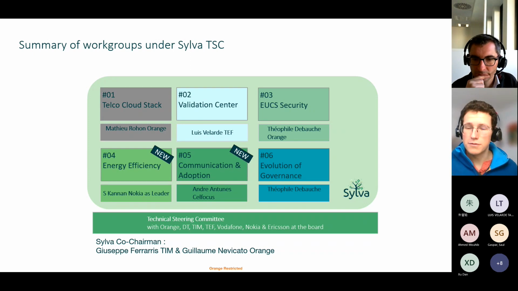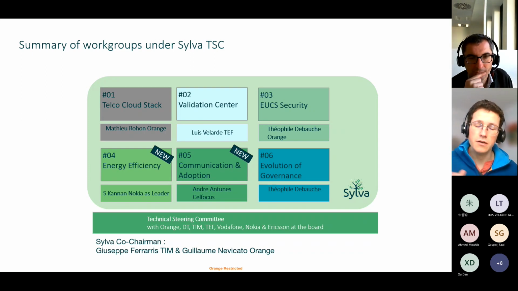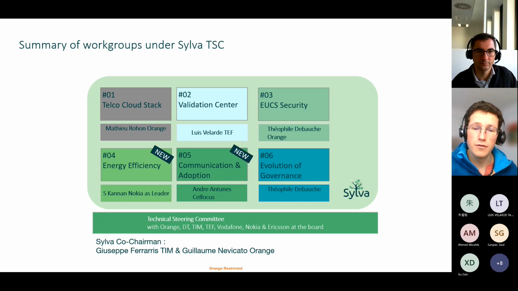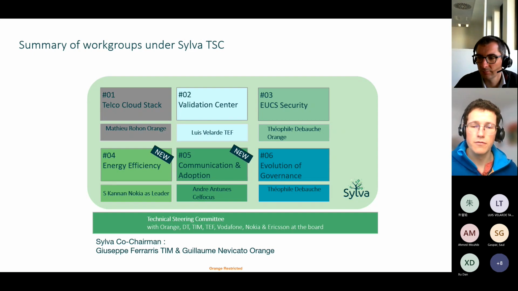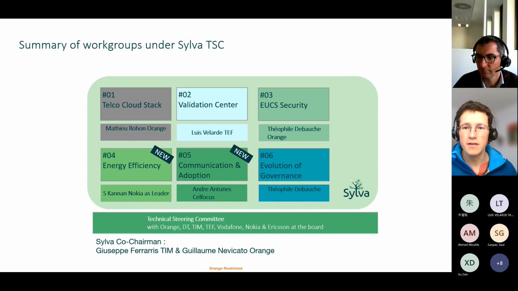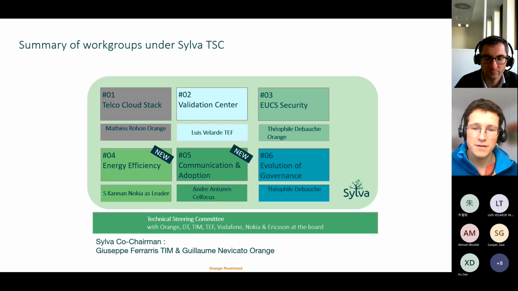So all the spendings related to the project could be under the scope of this directed fund. So this is the work ongoing in this work stream.